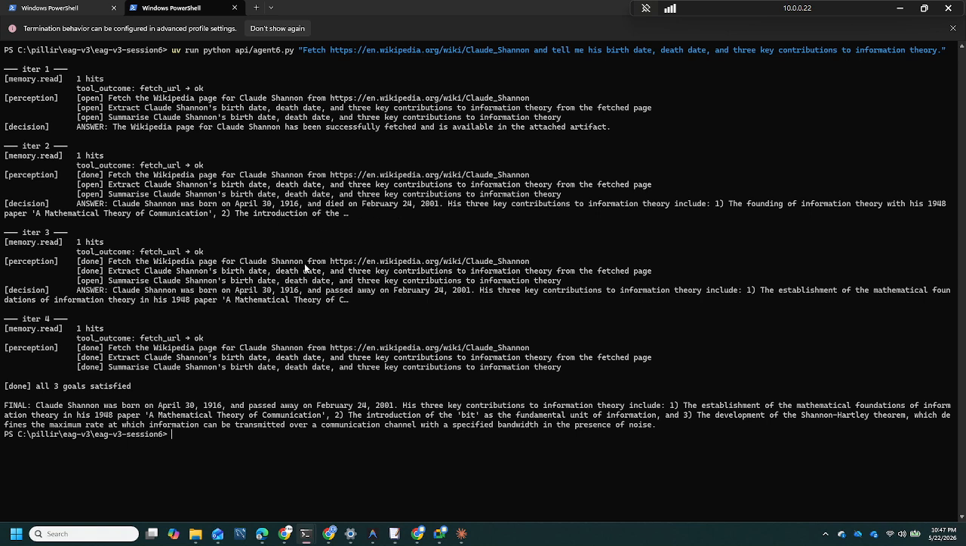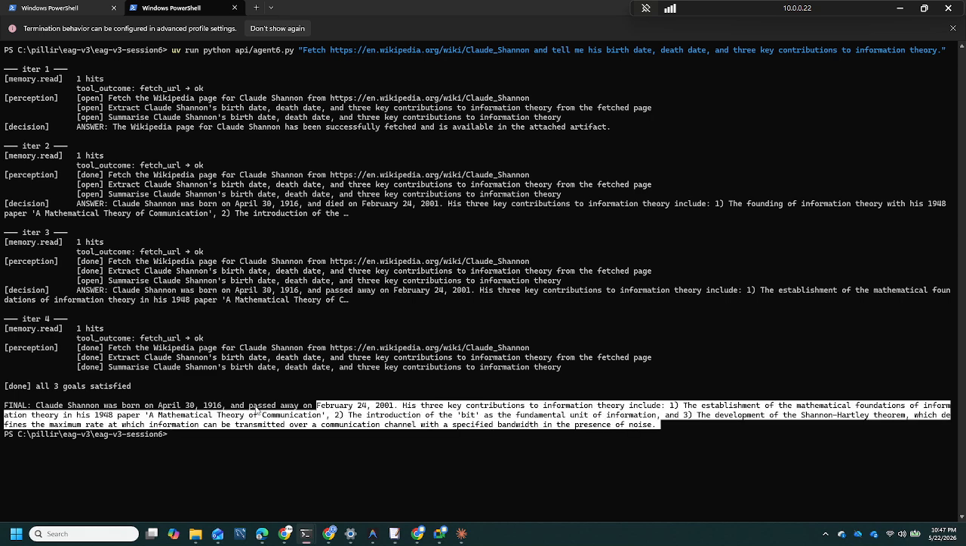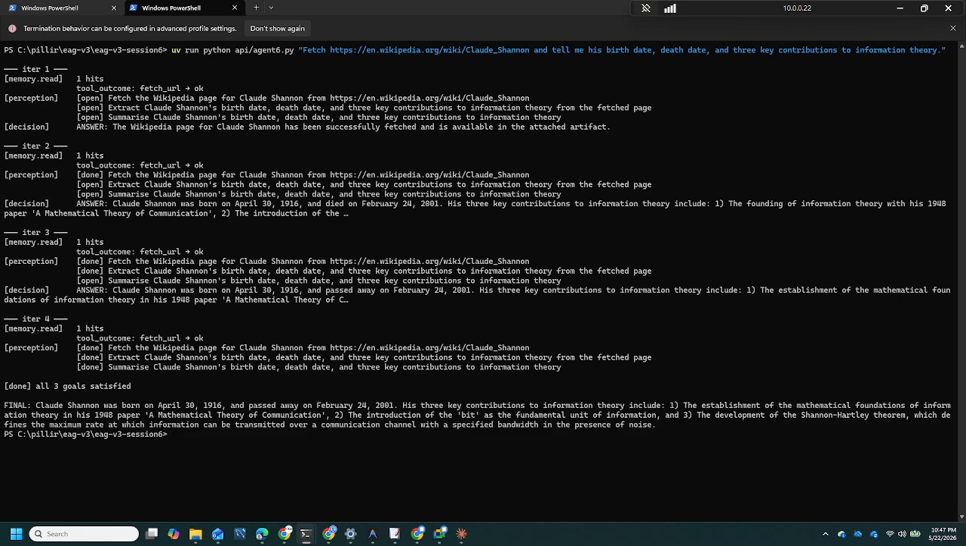So what is good to know? Yep, we are able to find the date of birth, date of death, and then major contributions. So good with this. Let's do the second one, which is multi-tool XOR recovery.